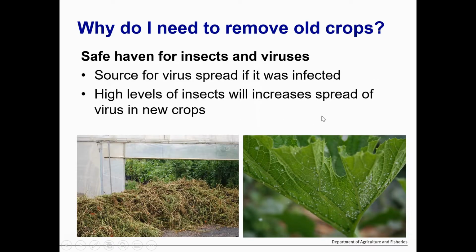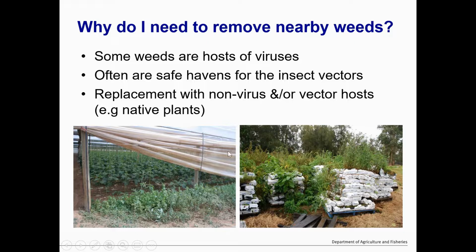Why do you need to remove your old crop? These are a safe haven for both the virus and the insect vectors. So you can have infected plants, which the insects will just bring straight into the new crops, or you can get really high levels of the insect pests, which then can, if you have a little bit of disease in your crop, if you get a big influx of new insects into the glasshouse, then it'll spread it around. Why do you need to remove weeds? Well, weeds are hosts of the viruses, and they're also safe havens for those insects that spread the viruses. So you can try removing them, replacing them with non-virus hosts like native plants, or even just grass would be really helpful outside the structures.